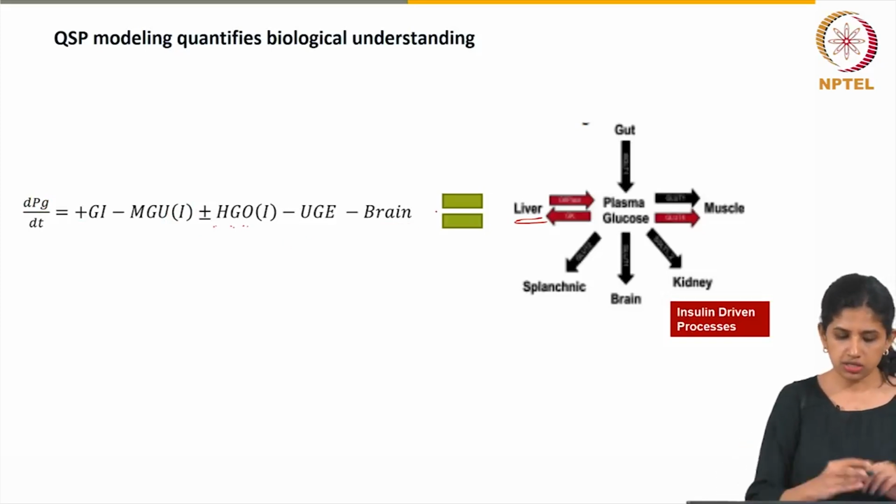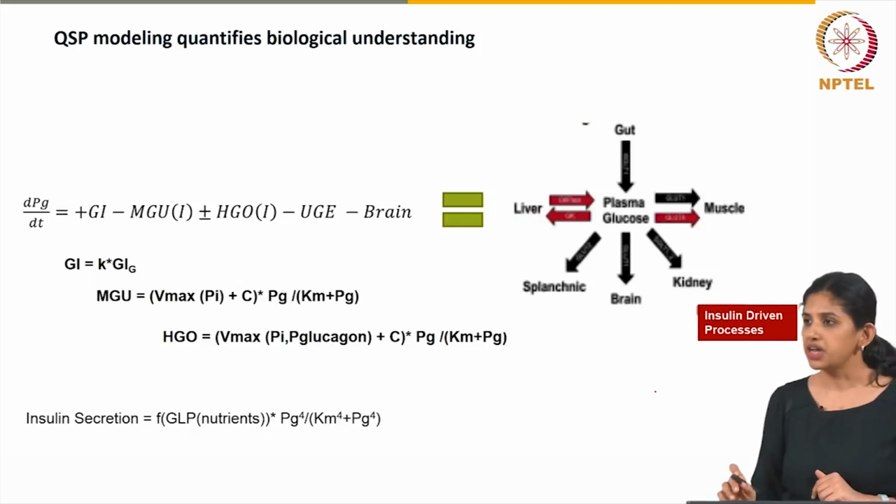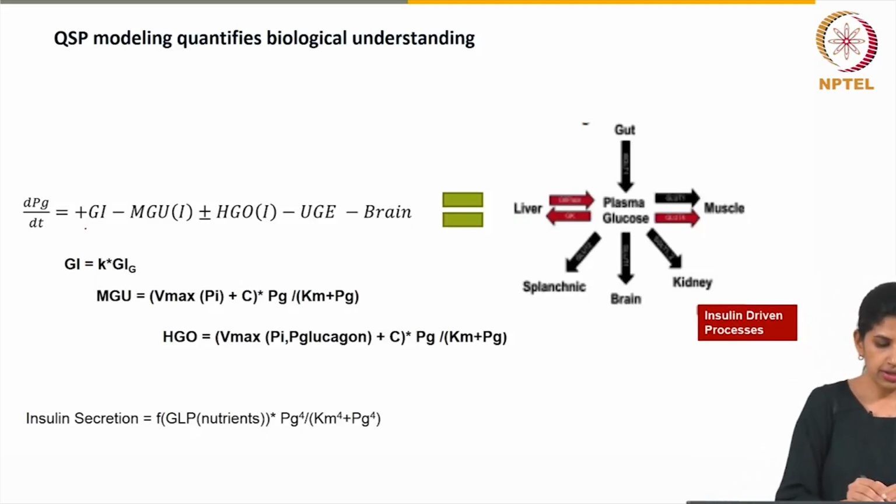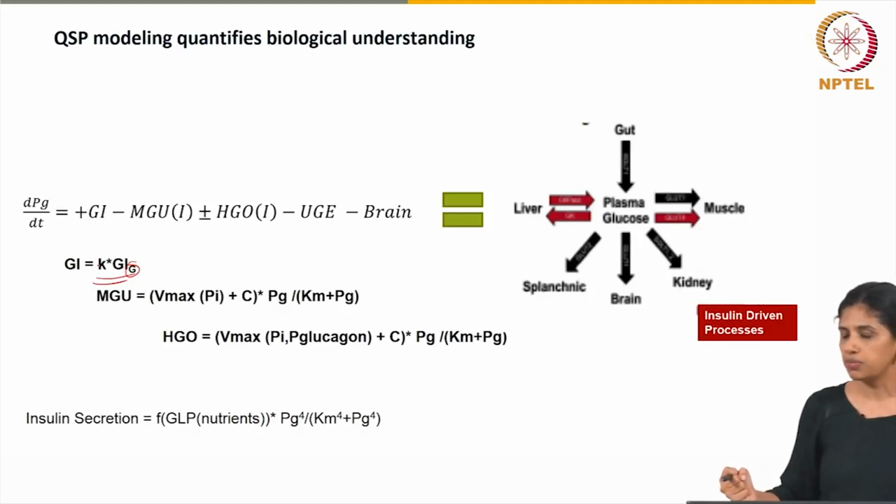Now, this is just the fluxes, so let us start putting some maths behind it. What comes in from the gut, usually we are saying it is a linear process of absorption. This is the gut glucose. What shows up in the plasma is a linear function of that. The more you eat, the faster it goes into the plasma.